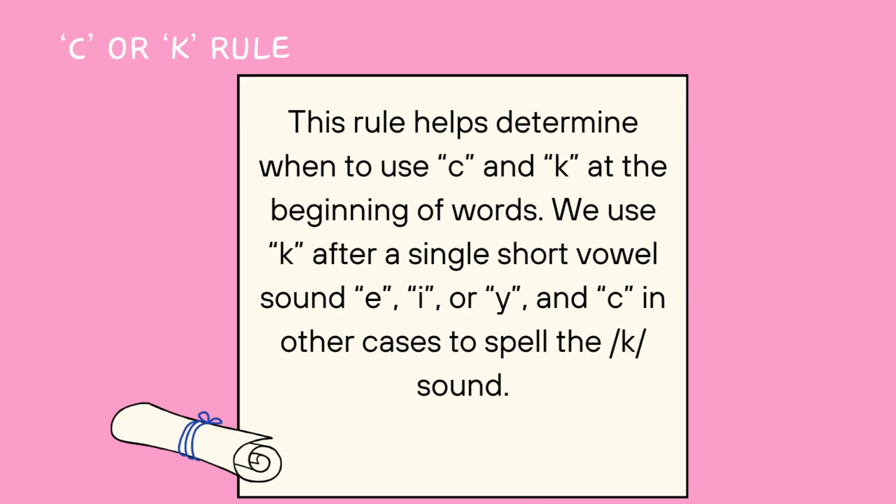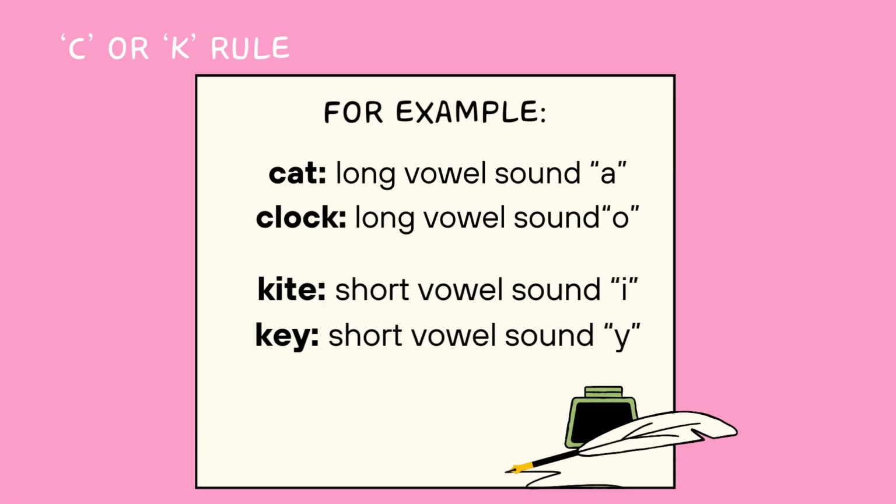This rule helps determine when to use C and K at the beginning of words. We use K before E, I, or Y, and C in other cases to spell the K sound. For example, cat, long vowel sound A, clock, long vowel sound O, kite, short vowel sound I, key, short vowel sound Y.